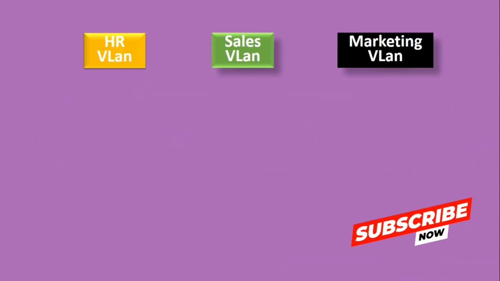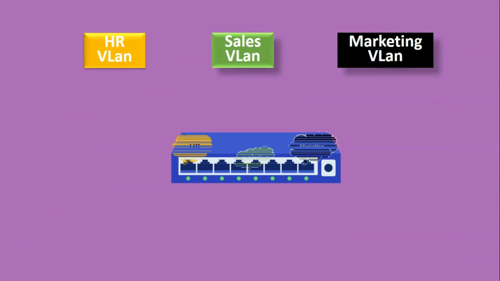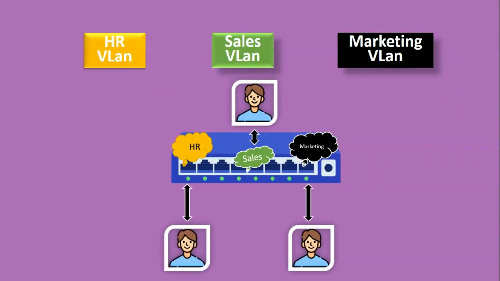What VLAN will do is divide a physical network into multiple logical networks or subnets. We can create three separate VLANs in the switch, let's say HR VLAN, sales VLAN, and marketing VLAN, and all the end users can connect to the single switch. Even though they are physically connected to the single switch, virtually they are connected to three different switches. So VLAN provides enhanced security.